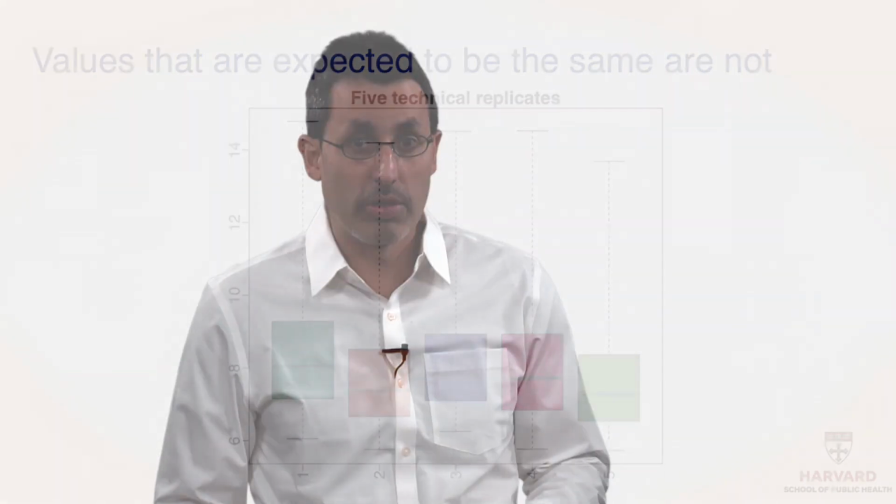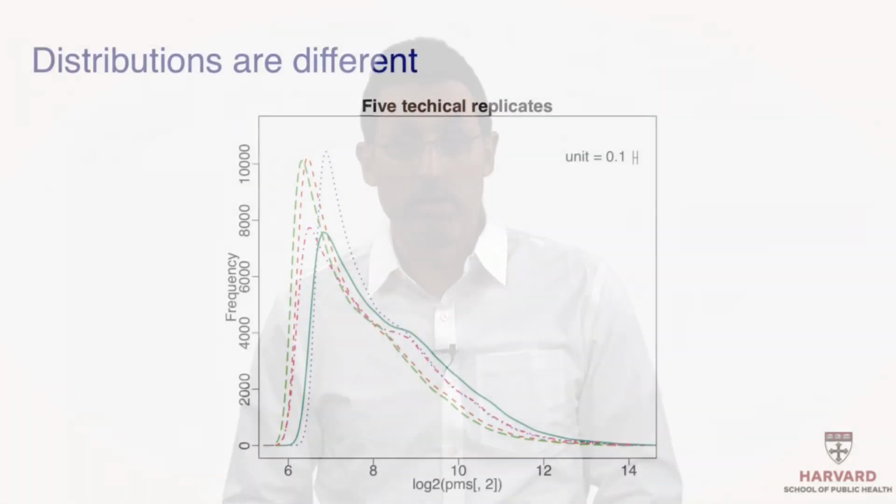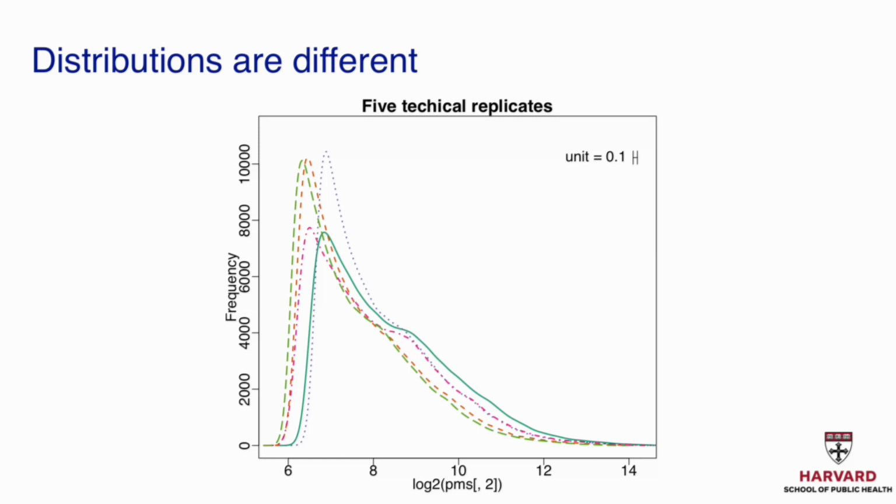Now the problem is a little bit more complicated than just shifts. We also see differences in the distribution. So this is now the same data, the same 5 arrays, but I'm showing you a smooth histogram, and you can see that there are changes in the distribution. For example, this green curve has a larger bump than the light green one.